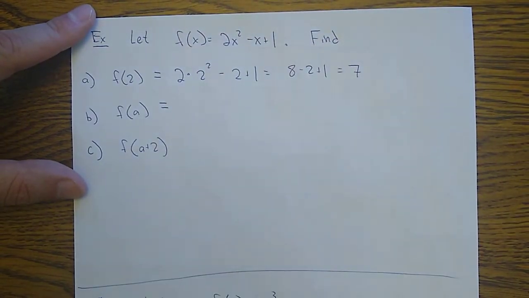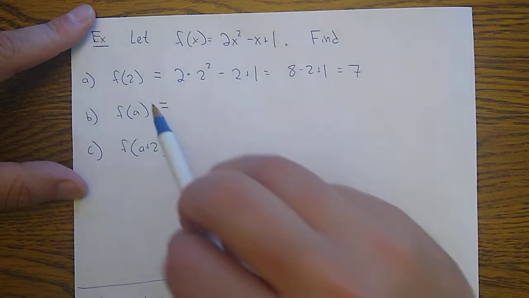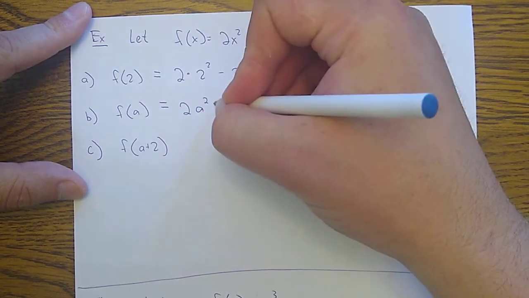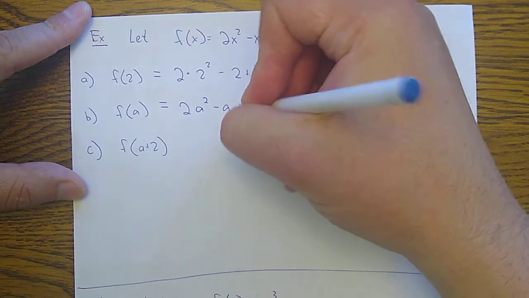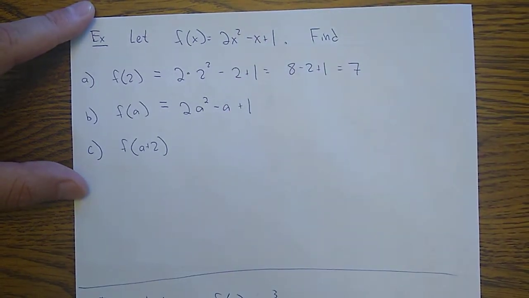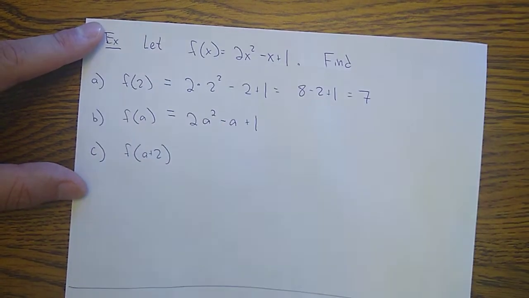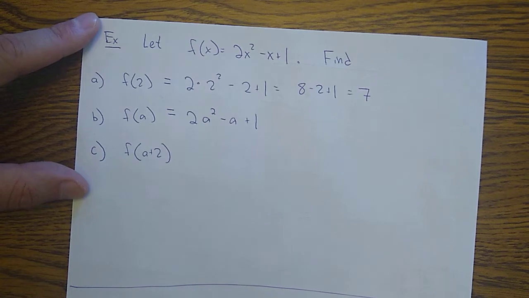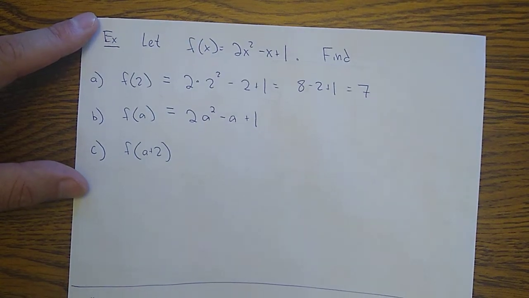The next one is even easier. To do f of a, I'm just replacing all the x's with a's. And then, like I said, it's even easier because there's no way to simplify this. This is just my answer. Like on the last one, I had to actually crunch the numbers and come up with 7, but on this one, there's nothing to do.